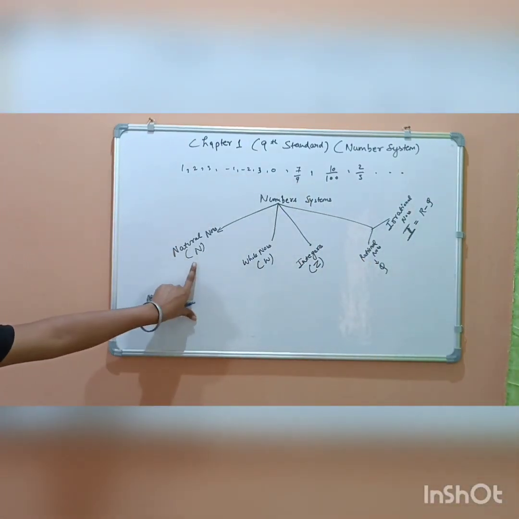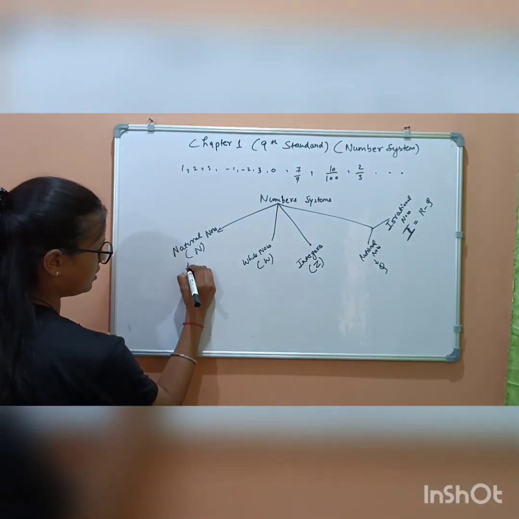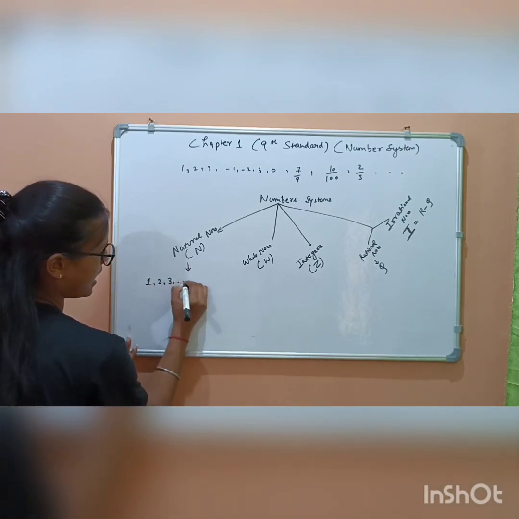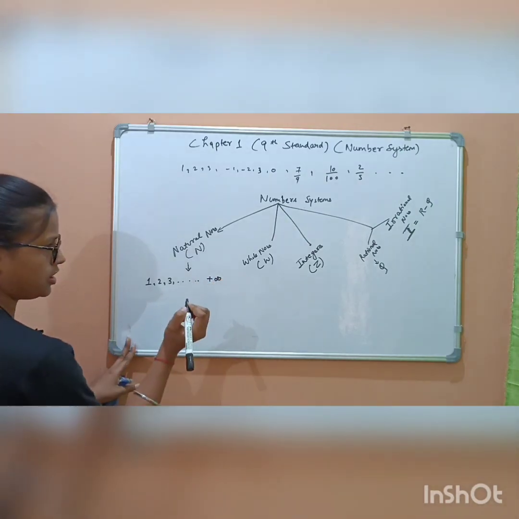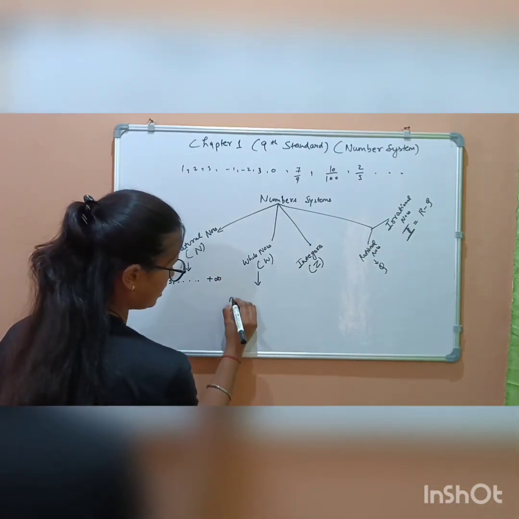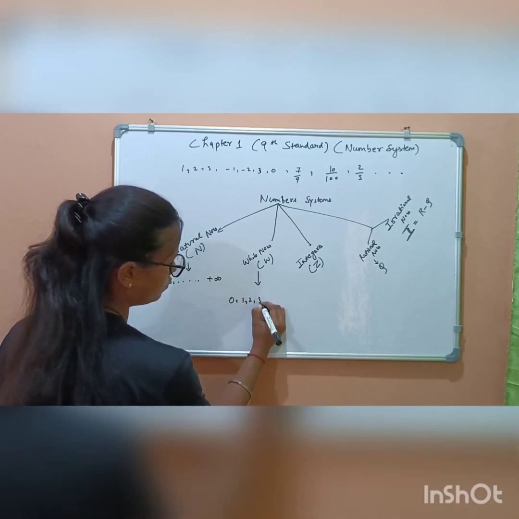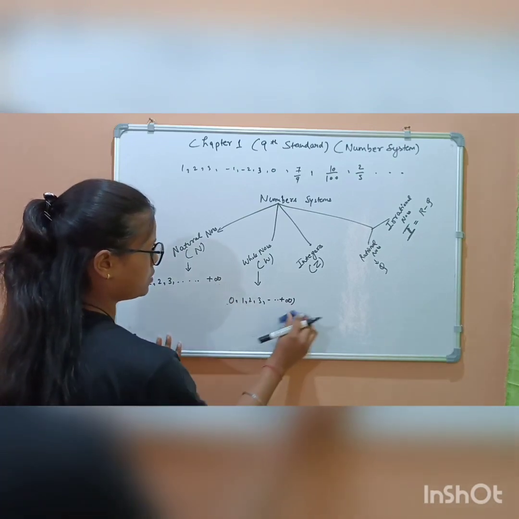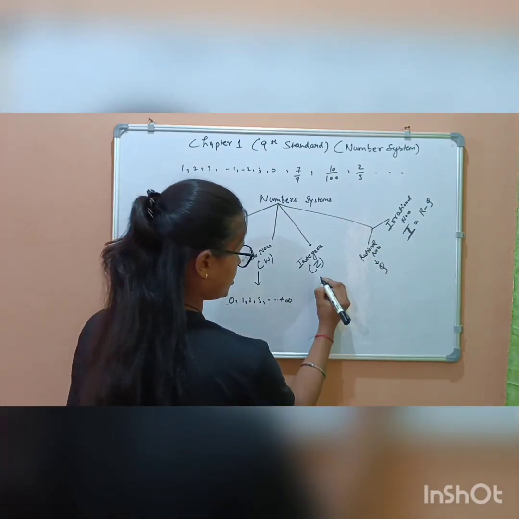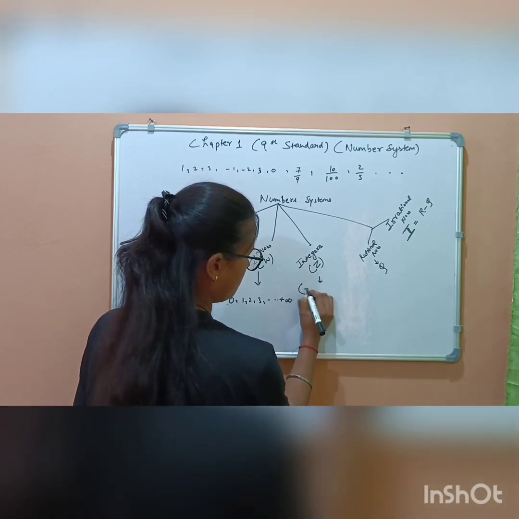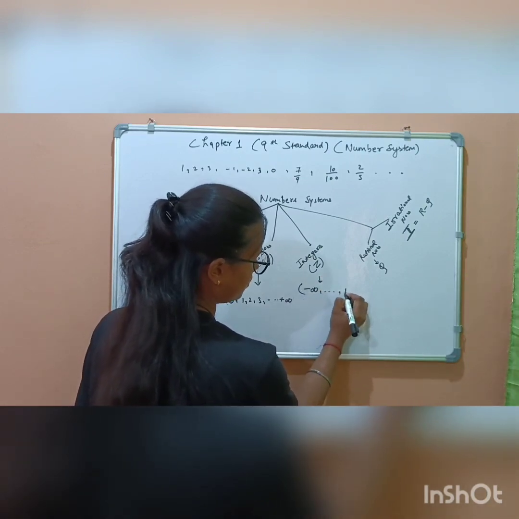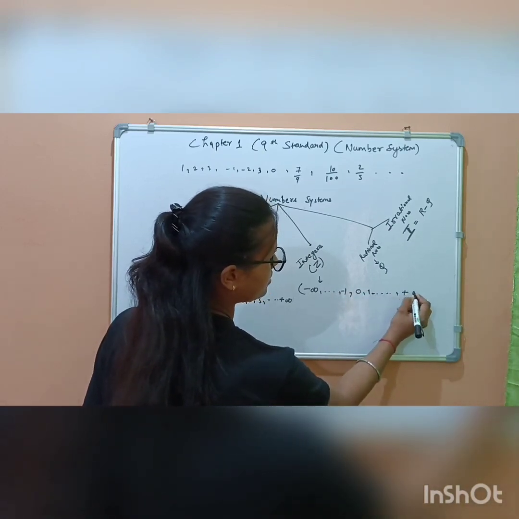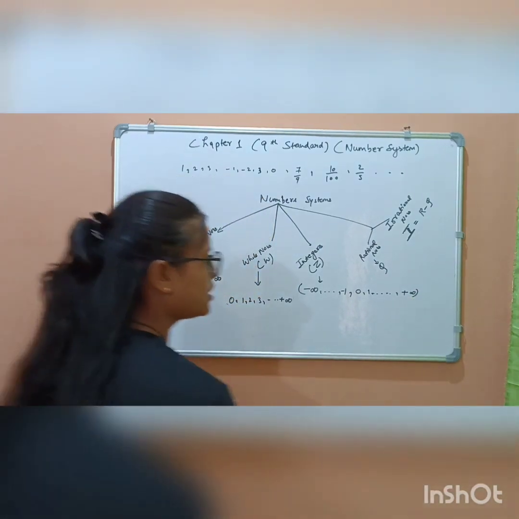So what are natural numbers? Natural numbers are the numbers starting from 1, 2 and so on, that is plus infinity. Whole numbers are the numbers starting from 0, 1, 2, 3 plus infinity. This will become a set. Integers: minus infinity, -1, 0, 1, plus infinity. Clear?